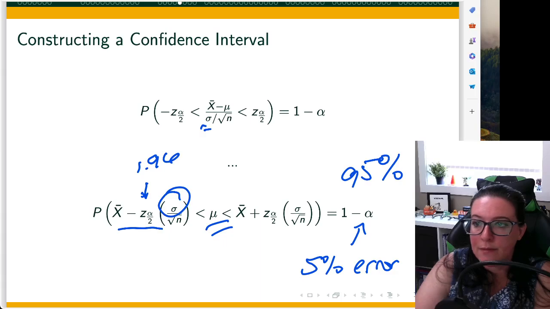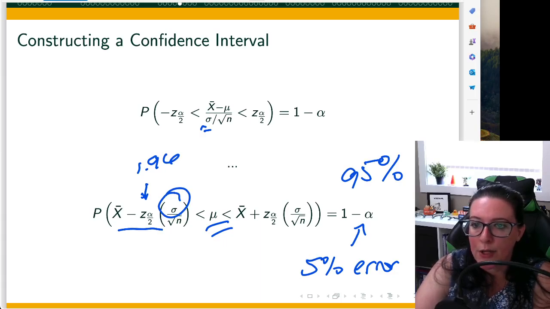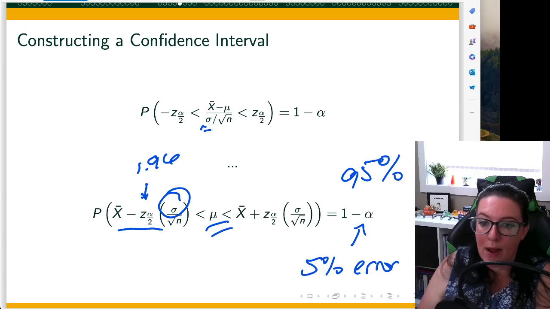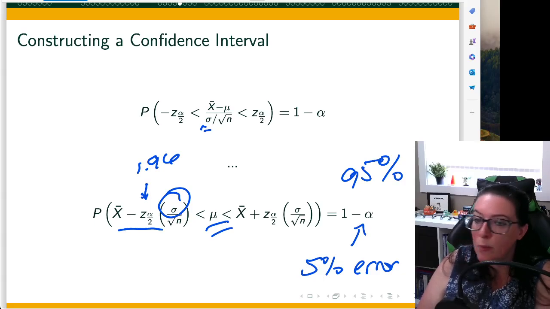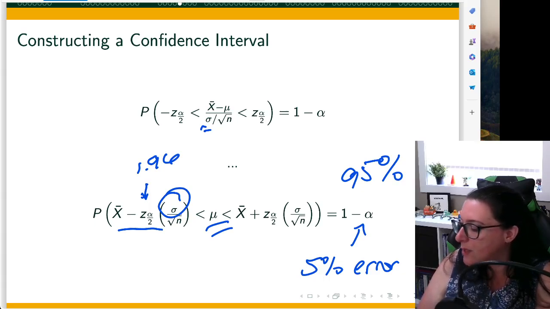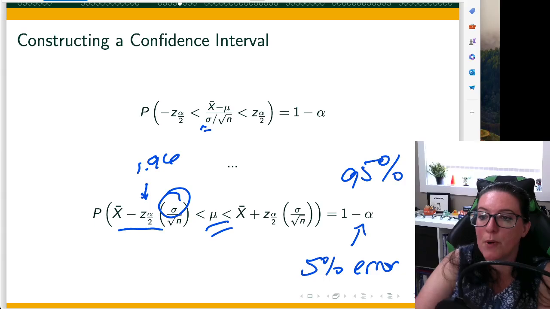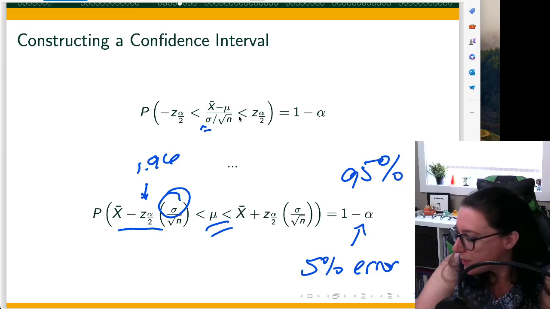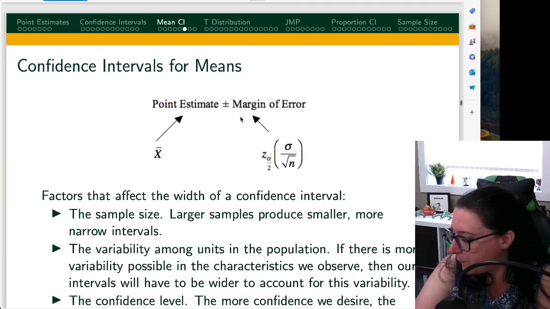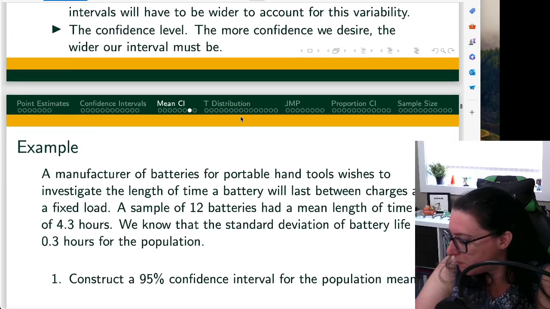All right, so constructing a confidence interval. What we would do then is, where you see the Z, that's where we put in the 1.96 if it's a 95% confidence interval. And then we simply place in our X bar, our sigma, and the square root of n to find the upper and lower values. So let us do that. We'll do that in just a second.